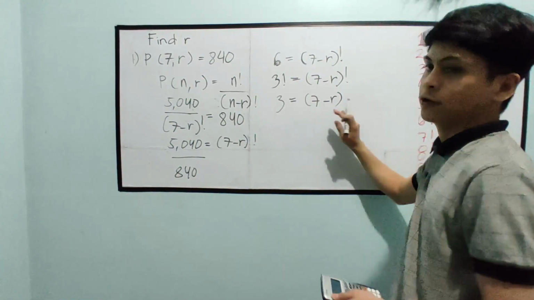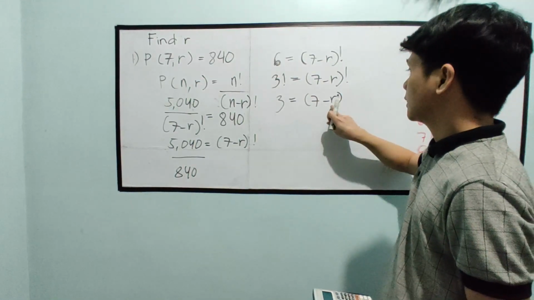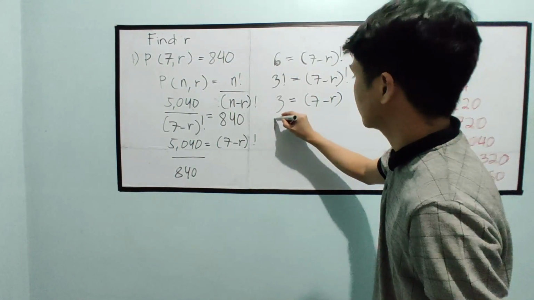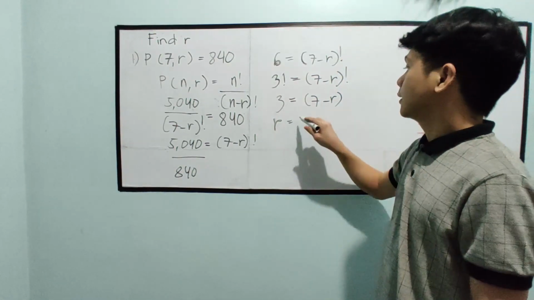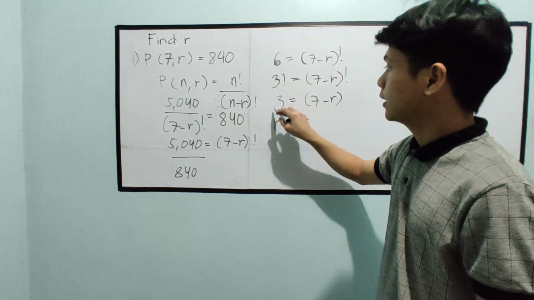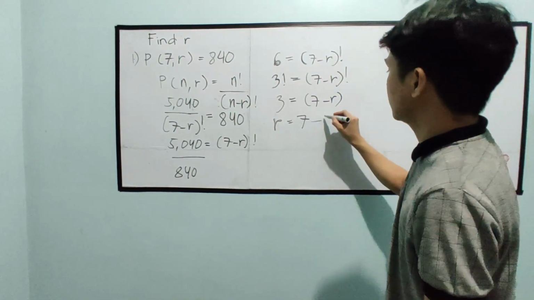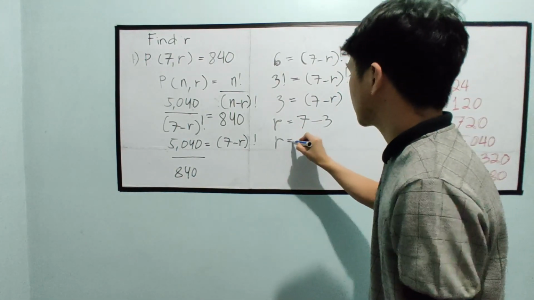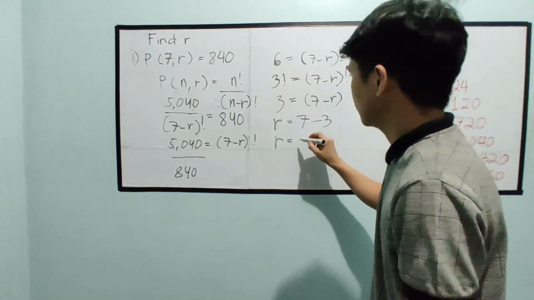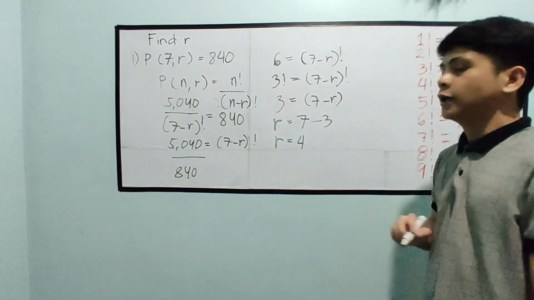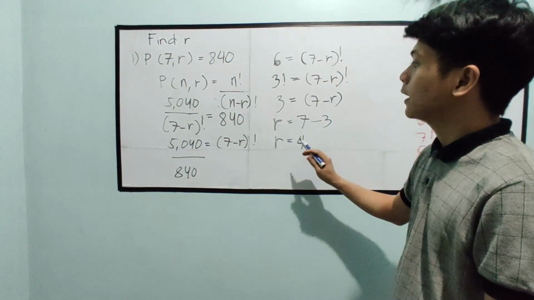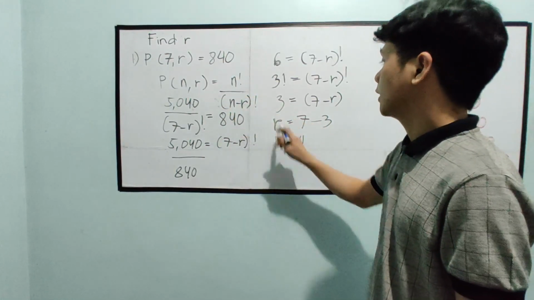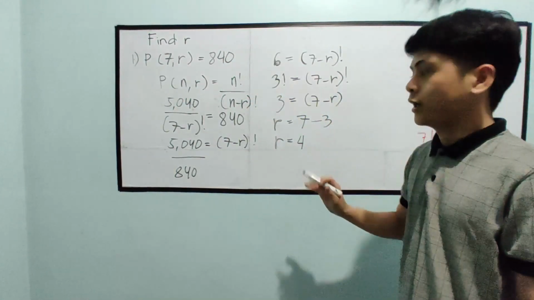So, ito na yung magiging result. Then, dahil kailangan natin yung r, so i-isolate natin siya. Ilagay natin siya dito sa right. Then, 7 na lang yung matitira. Then, itong 3, lilipat din natin dito sa left. Okay. Then, simplify natin. 7 minus 3 is 4. Okay? Then, pwede nyo siyang i-check. Substitute nyo siya dito sa formula. Kung magiging result ba niya is 840. So, i-check nyo na lang.